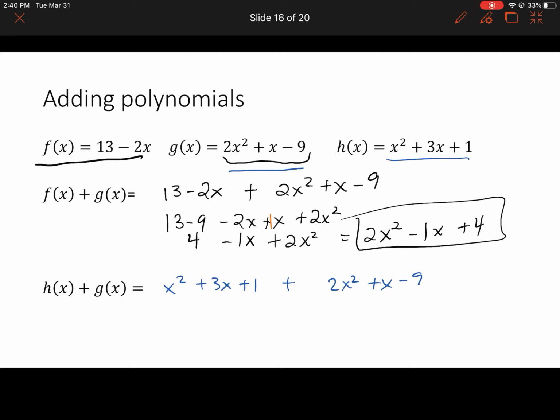All right, so we have x squared plus 3x plus 1 plus 2x squared plus x minus 9. All right, so I'm going to add up the ones that look alike. x squared and 2x squared.